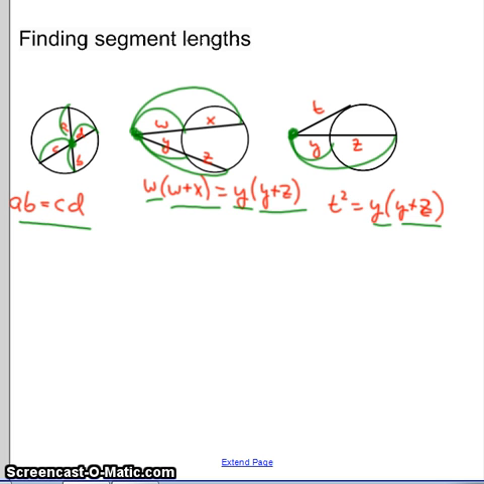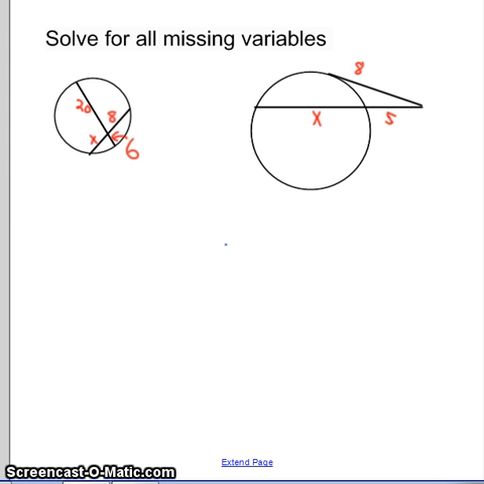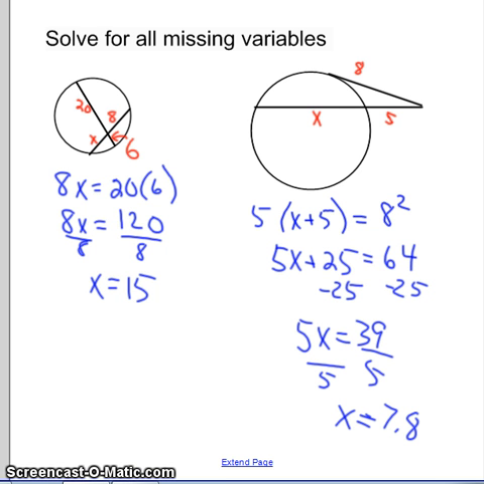And it turns out with line T for tangent that the outside part and the whole length is the same thing. So it's T times T, which is T squared. With this information, go ahead and hit pause and try and figure out the value of X in the following two problems. Okay, we've got both of these worked out here for you.